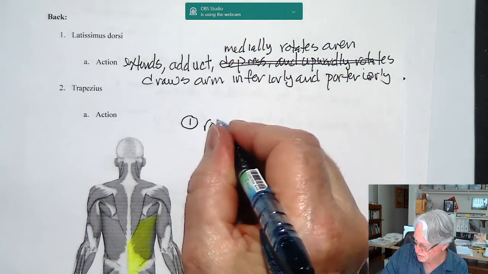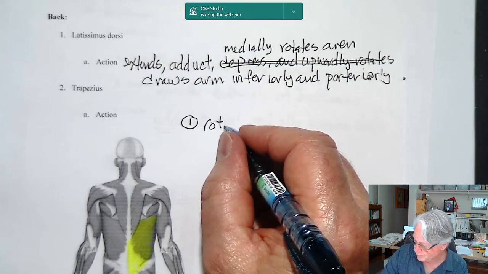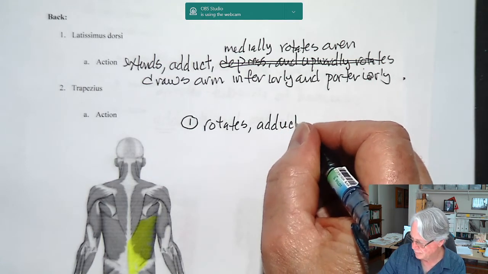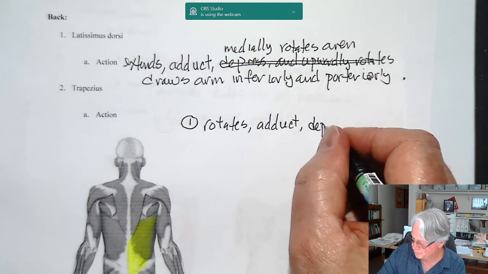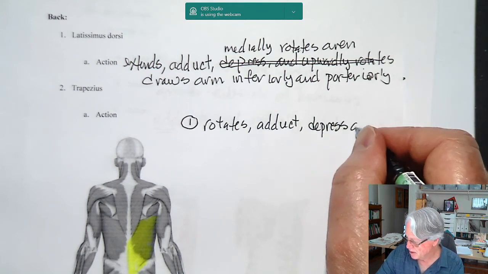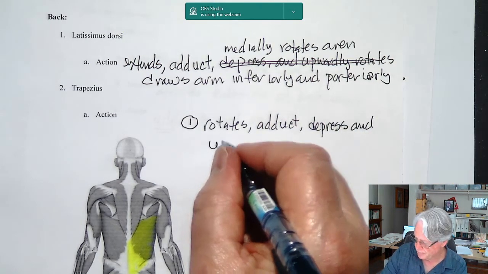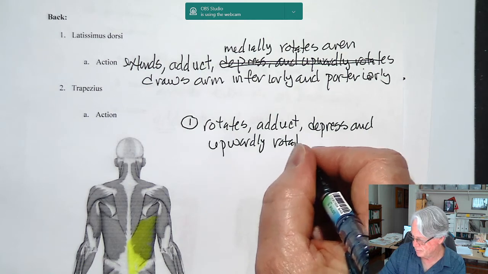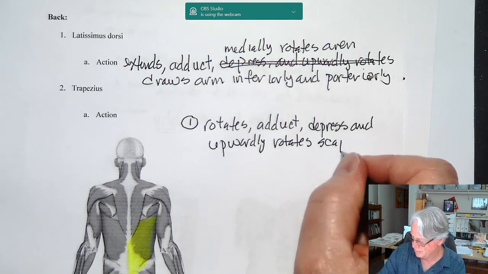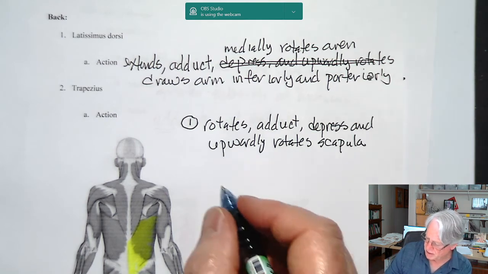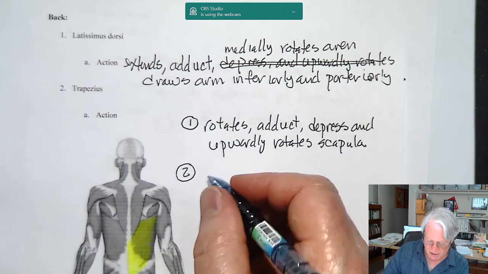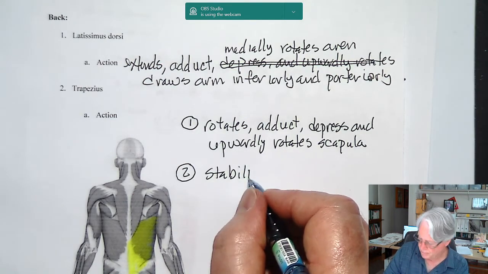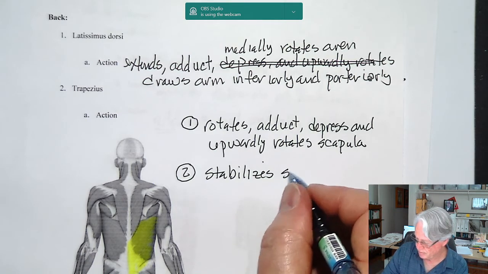Trapezius is going to adduct, depress, and upwardly rotate the scapula. And number two, stabilizes the scapula.